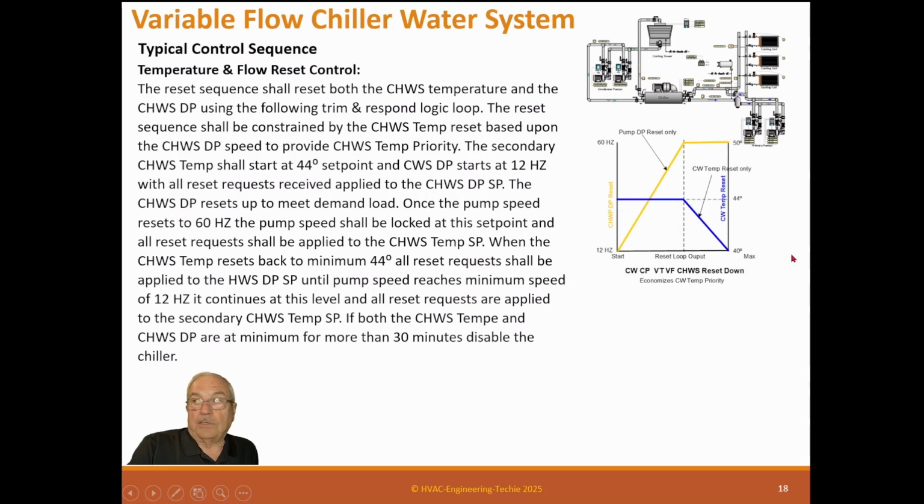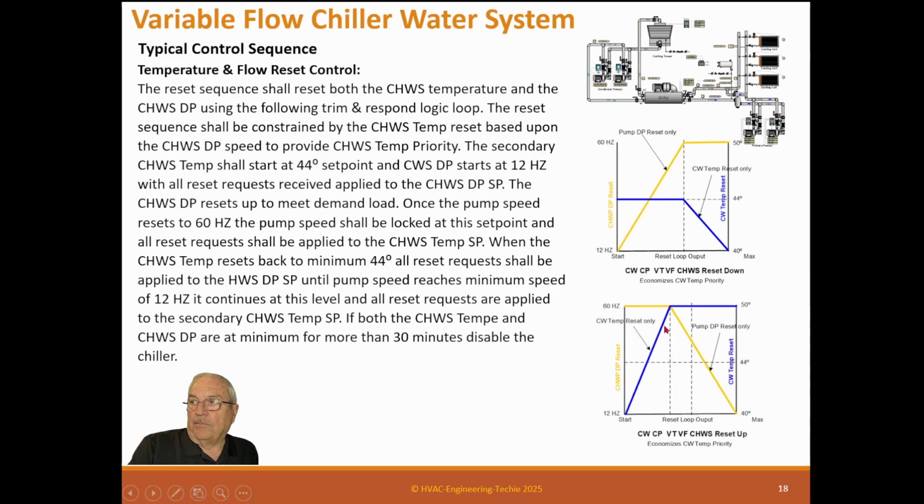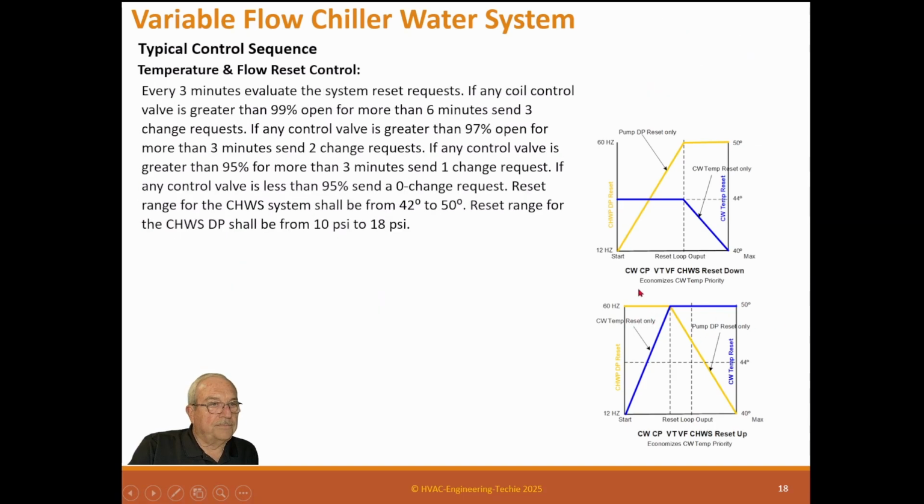So it's the very same sequence as the other variable flow. And here's the system again. If we're starting up and start at 12 Hertz, then all reset requests are applied to the pump. Once it's there, it's locked at 60 Hertz. And at this point, we start resetting the chill water temperature till we get down to its minimum, which is 40 degrees. And then on the reverse, the pump's still running, and as the resets start resetting this up, gets to here, now we let the pump go down, and here we're at 50 degrees on the chill water and a minimum 12 Hertz on the pump. So now we're at minimum, and if that lasts a long time, we'll shut the plant down.